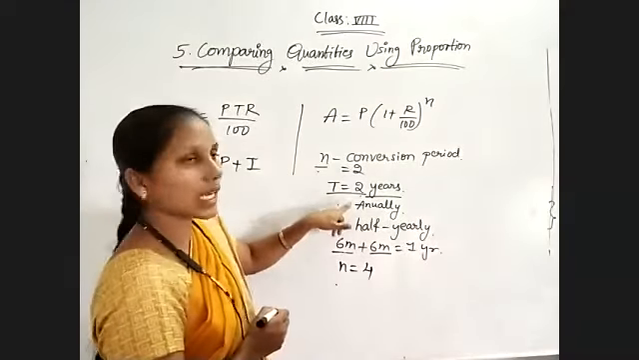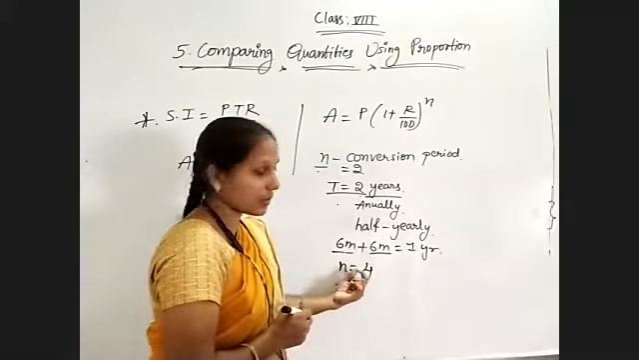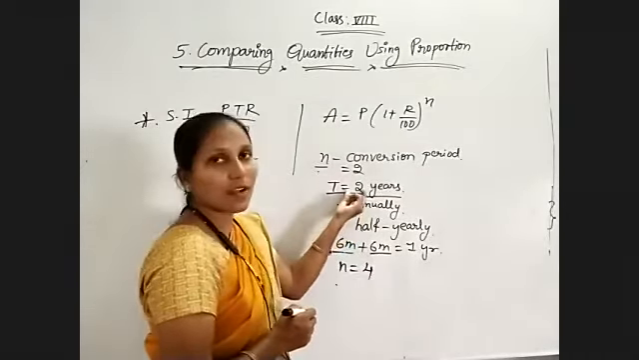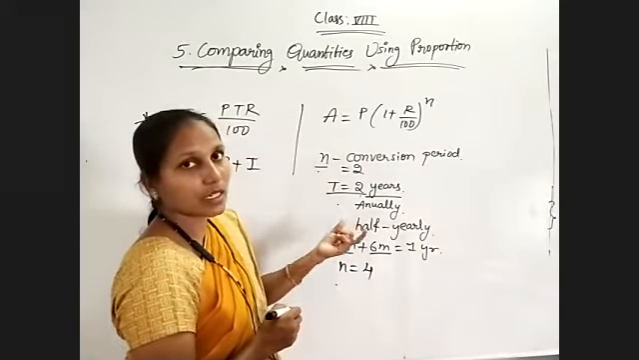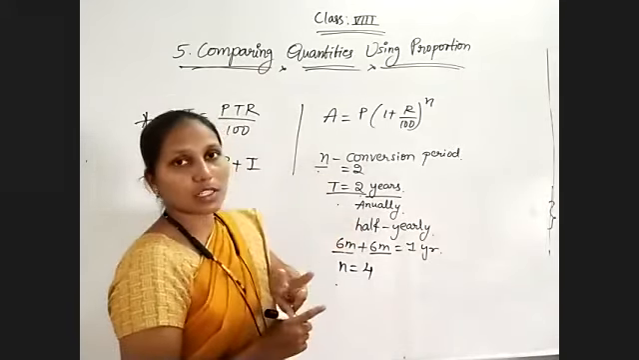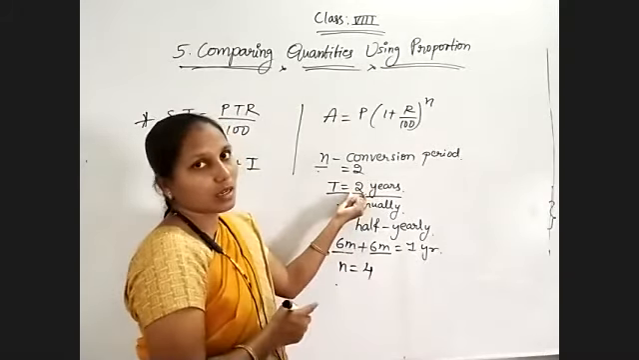If the amount is compounded half yearly, then for annual compounding whatever value is given is the conversion period, but for half yearly, for 1 year we get 2 conversion periods, and like that for N years, 2 into N. Understand?